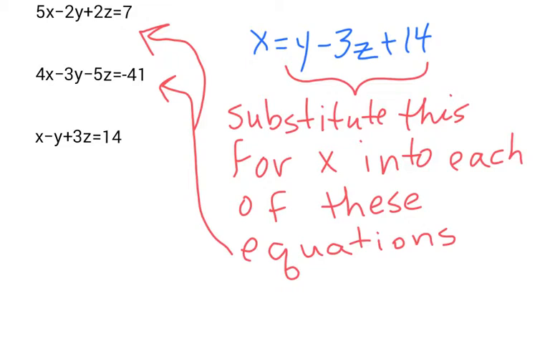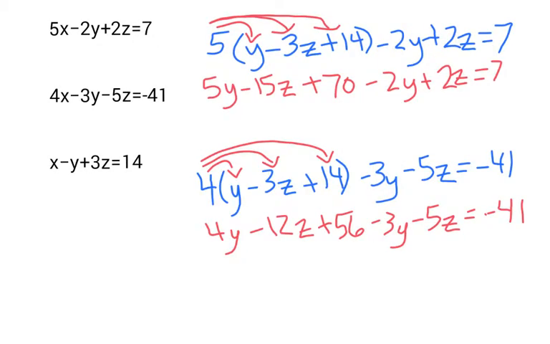After I do that, I take that expression that I have, the y minus 3z plus 14, and I'm going to plug it into each of the other two equations where the x is. Once I do that, I need to make sure that I distribute properly and then simplify. That's going to leave me with two equations in the same two variables.